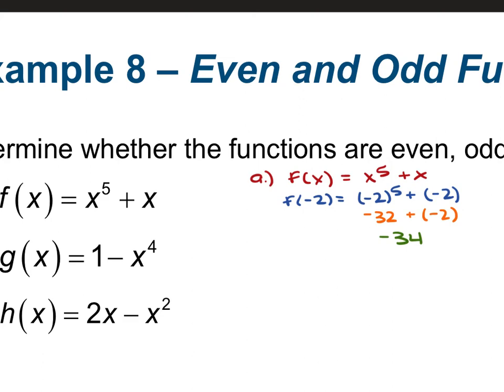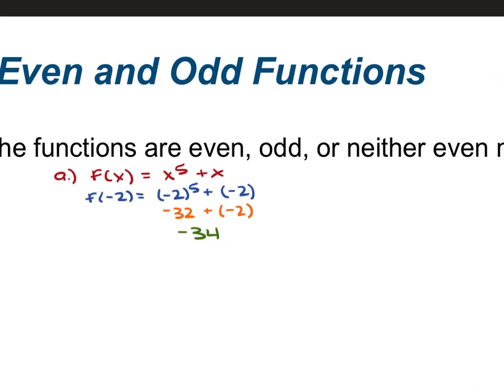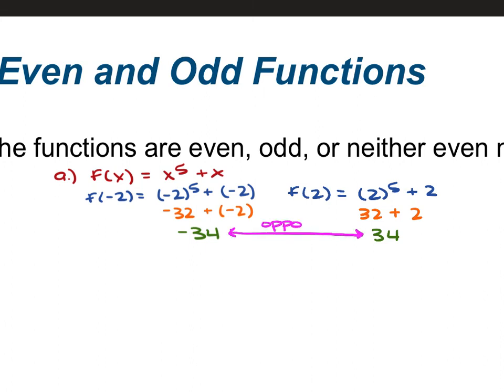We're also going to do f of 2. So f of 2 is going to be 2 to the 5th power plus 2. The 2 to the 5th power is 32 plus 2 gives us 34. So if we see here, these two are opposites. So because they are opposites, we have an odd function.